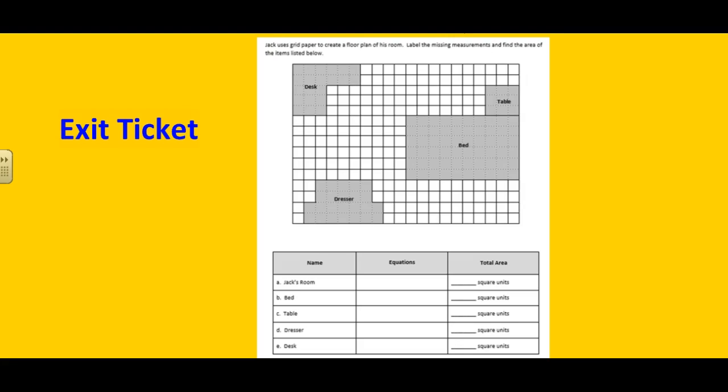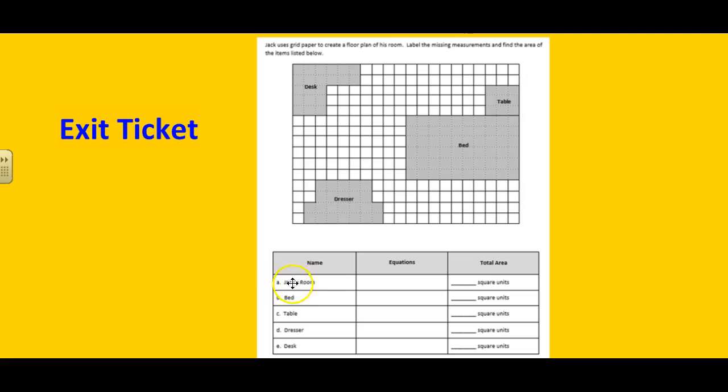Okay, you're going to go ahead and work on the exit slip now for this lesson. It's kind of the same. You've got a whole room here, but we're only looking at the desk and the bed and the table and the dresser. And you're also looking at the entire room. So this whole rectangle right here is the room, and this white area is probably the floor of Jack's room or the carpet. So this is where his desk is, this is where his dresser is, this is where his bed is, and that's where his table is.